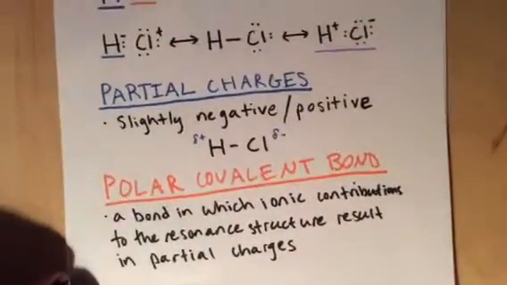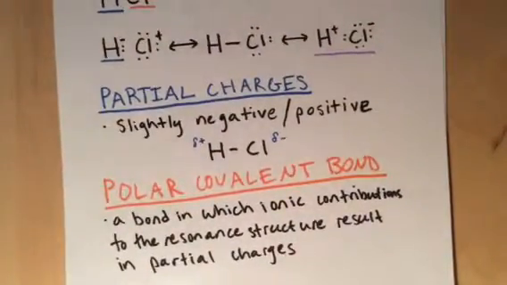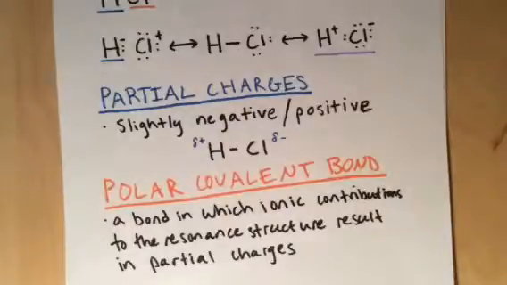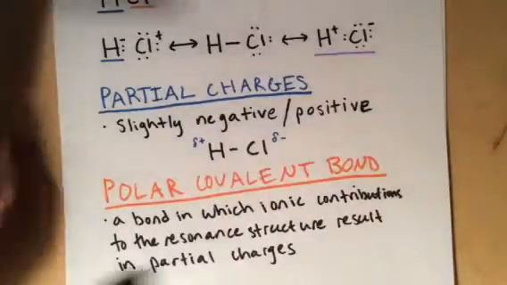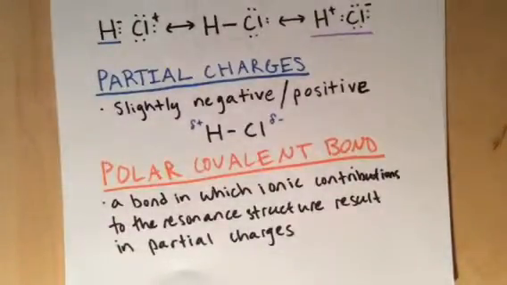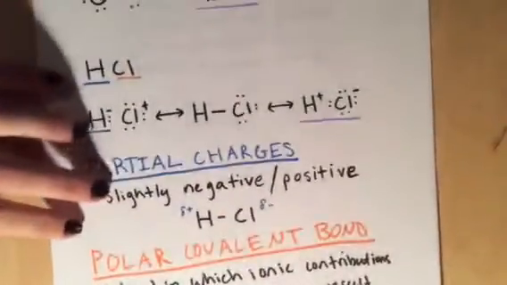So this brings us to partial charges, which is when one atom is slightly negative or positive. As an example, HCl here is depicted by this little symbol, where the hydrogen is slightly positive and the chlorine is slightly negative. This also makes a polar covalent bond, which is a bond in which ionic contributions to the resonance structure result in partial charges, as seen here.